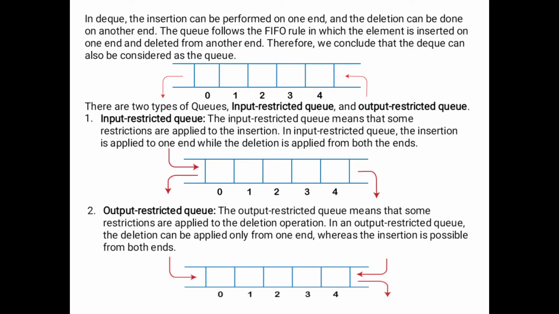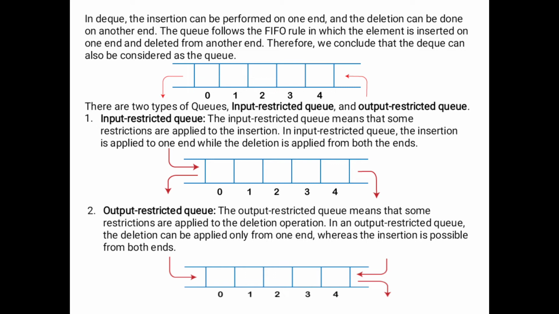Okay, so in this point explain the same thing. Insertion can be performed at one end and the deletion can be done at the other end. So this is similar to a queue. Okay, so which type of rule is followed here? First in, first out. So therefore we conclude that the deque can be considered as a queue.